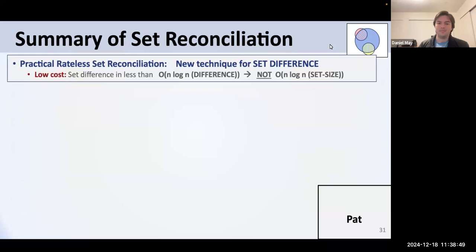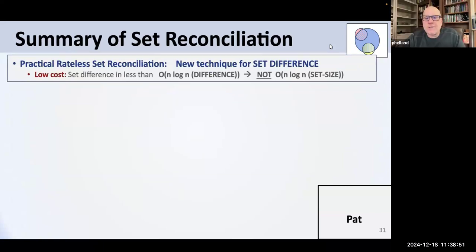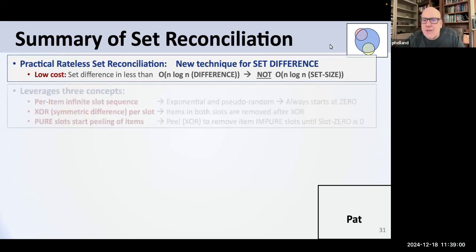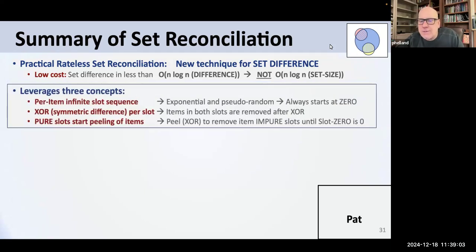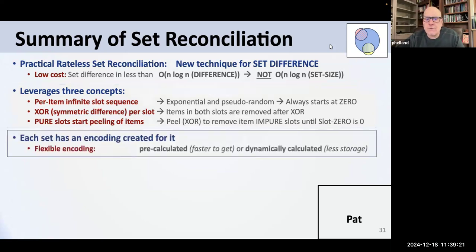Yep. So, summary: practical rateless set reconciliation, a new technique for low cost set difference, in time less than order n log n of the difference, not n log n of the set size. It leverages three concepts: a per item infinite slot sequence, which is exponential and pseudo-random, always starting at 0; XORing, taking the symmetric difference per slot, so the items in both are removed after XOR; and then pure slots start peeling items, so you peel the XOR to remove the impure ones.